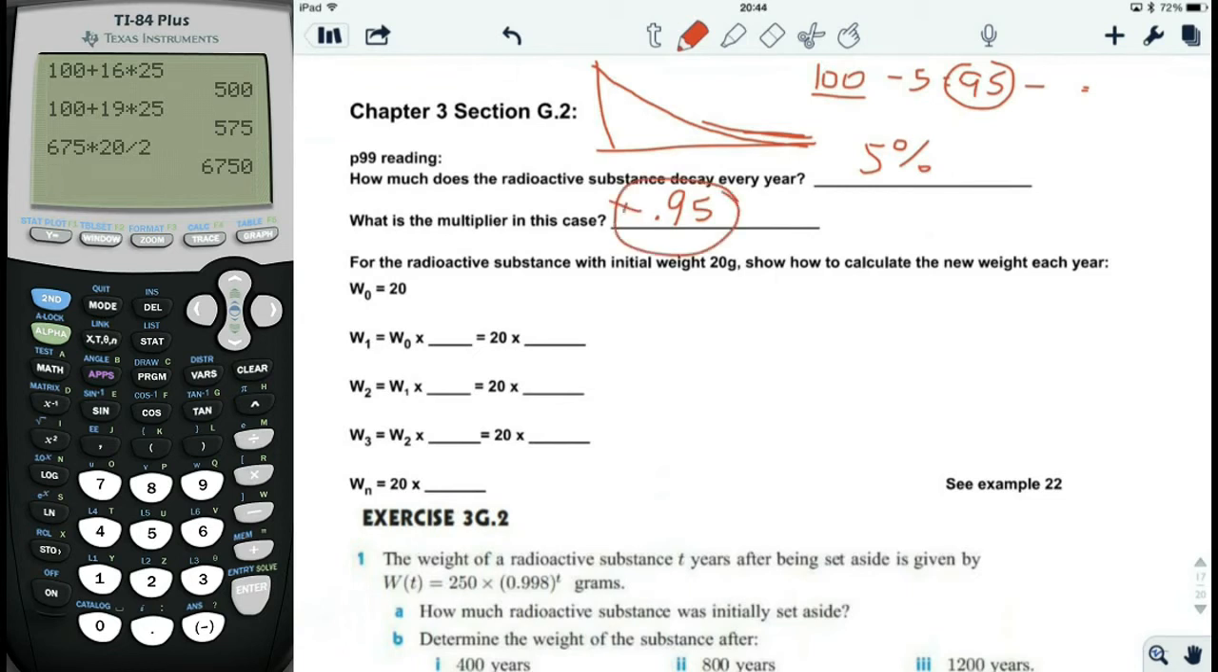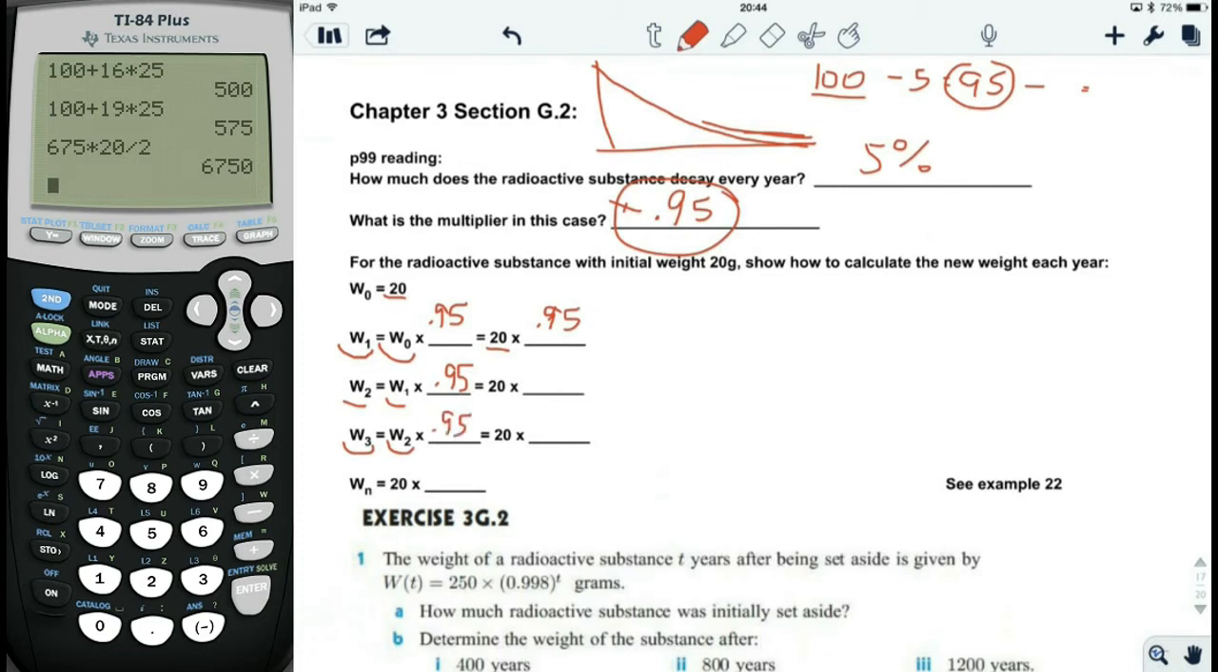So, for example, if you want to get the weight of the radioactive substance in the first year, you take the beginning weight and you multiply it times 0.95. So what is that in terms of numbers? It would be 20, because that's the beginning weight, times 0.95. What about the second year? The second year, you take the first year's weight and you multiply it times 0.95. And what about the third year? The third year, you take the second year's weight and you multiply it times 0.95.